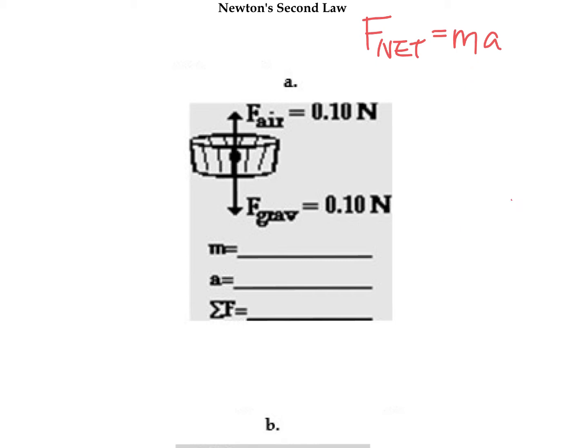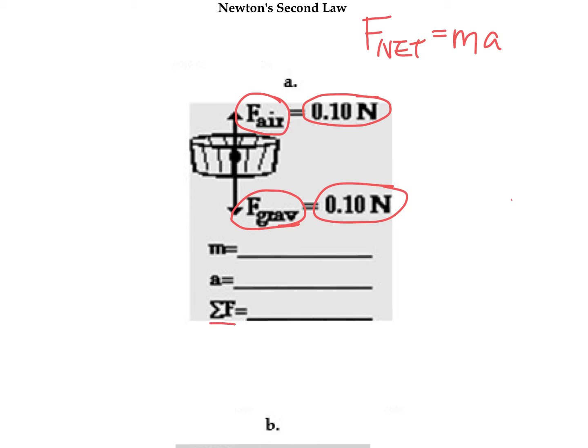Letter A here down below is a picture of an object that looks like it must be falling. How do I know that? Well, force of gravity is pulling it down, but there is air resistance pushing it up. So this object must be in the air. And if you look, the upward force is 0.1 newtons and the downward force is 0.1 newtons.